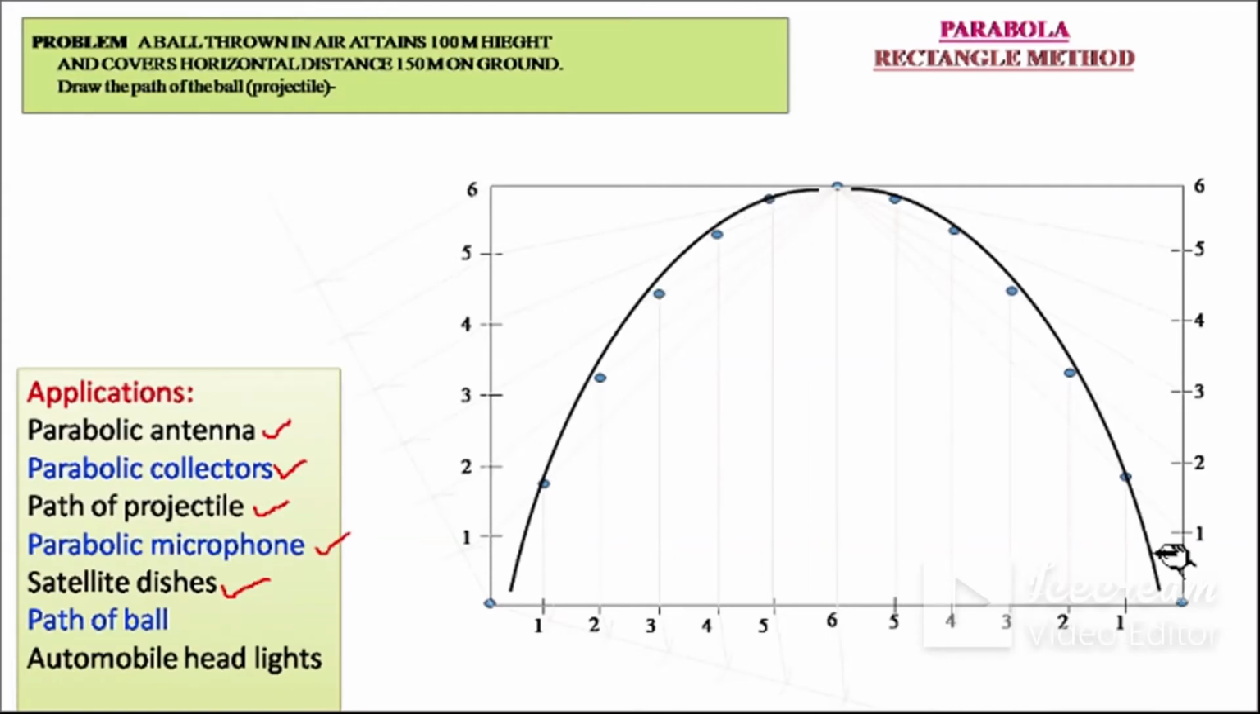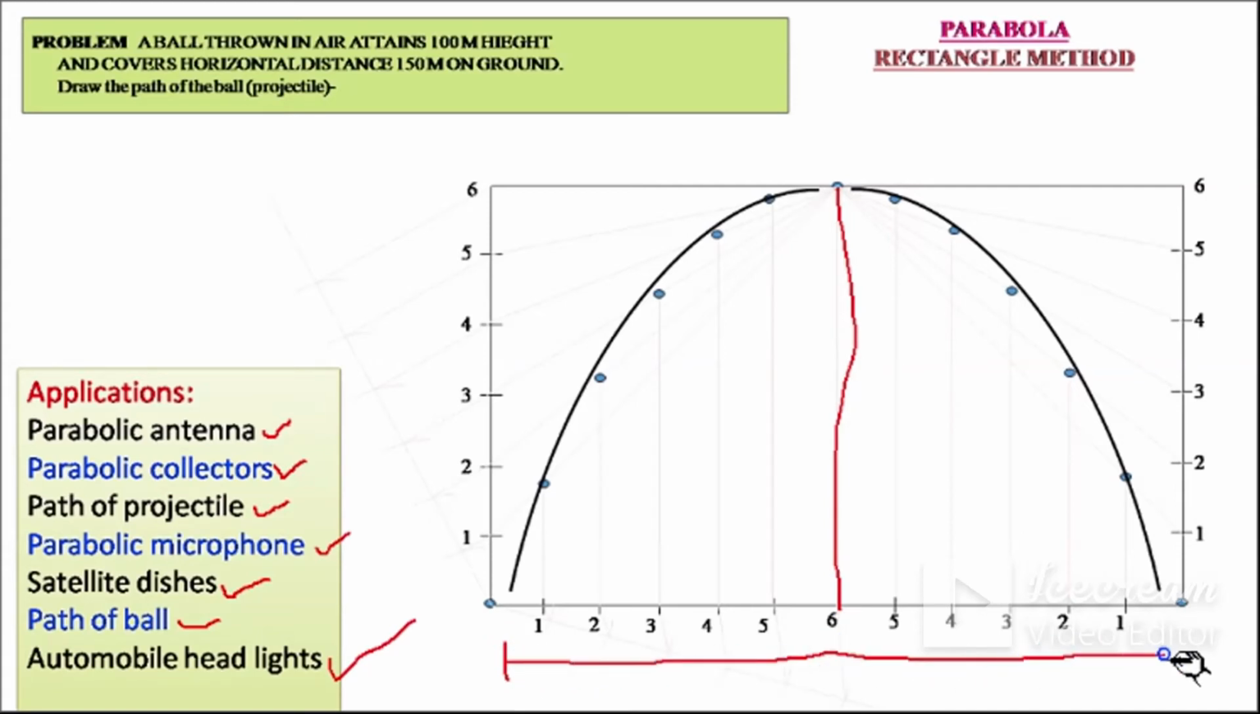Suppose you throw the ball from this end, it will reach a particular height, and again it will come down to this particular distance. Similarly, automobile headlights are also provided with this shape as a reflector. In this case the most important dimensions are the height of this parabola and the length of this parabola. So this is the base for this parabola, and this is the height of that. Let us see now how to draw this by using the rectangle method.